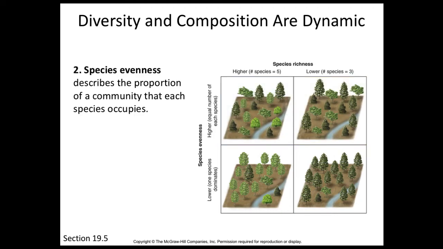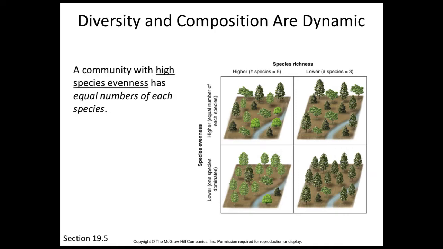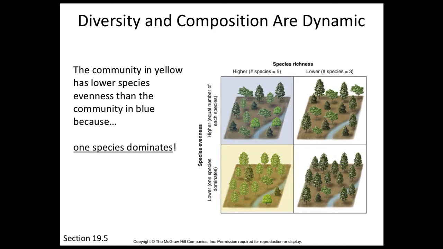Our next is called species evenness. Species evenness describes the proportion of a community that each species occupies. So this one is slightly different. A community with high species evenness simply has equal numbers of each species living within that system. For example, if a community has one species that dominates, then it's going to have less species evenness than a community that has a more or less equal number of each type of species.